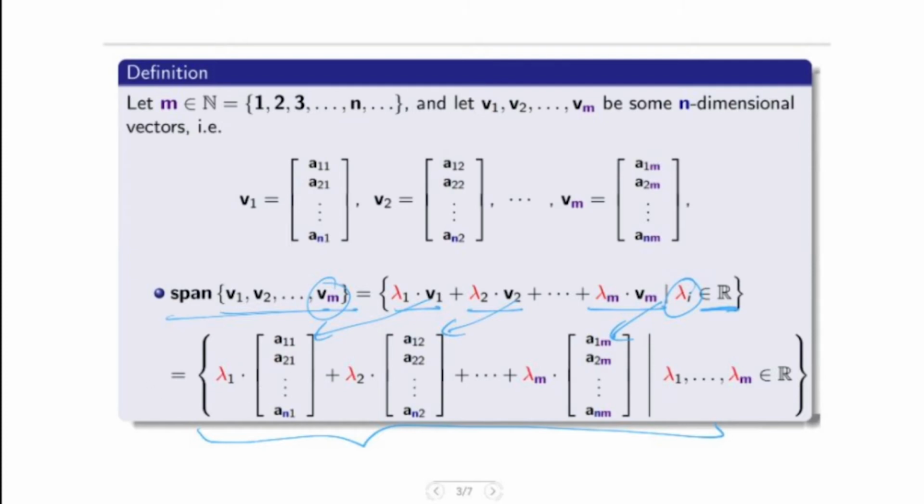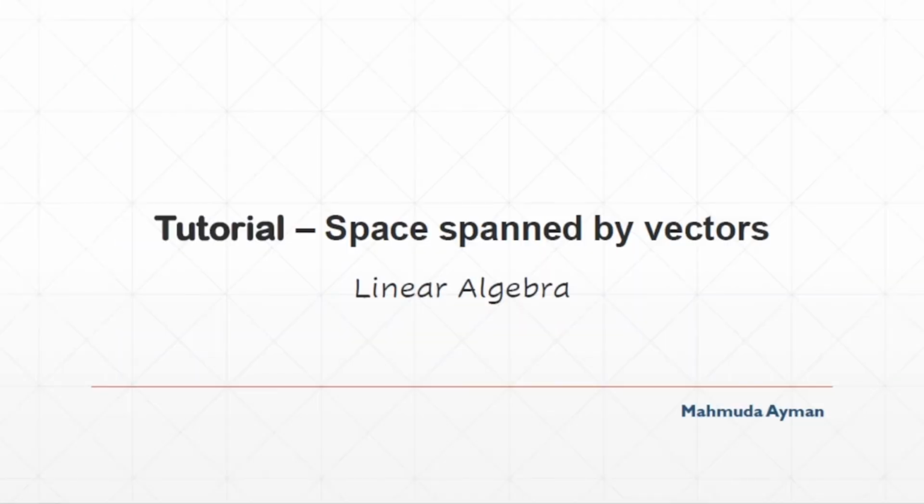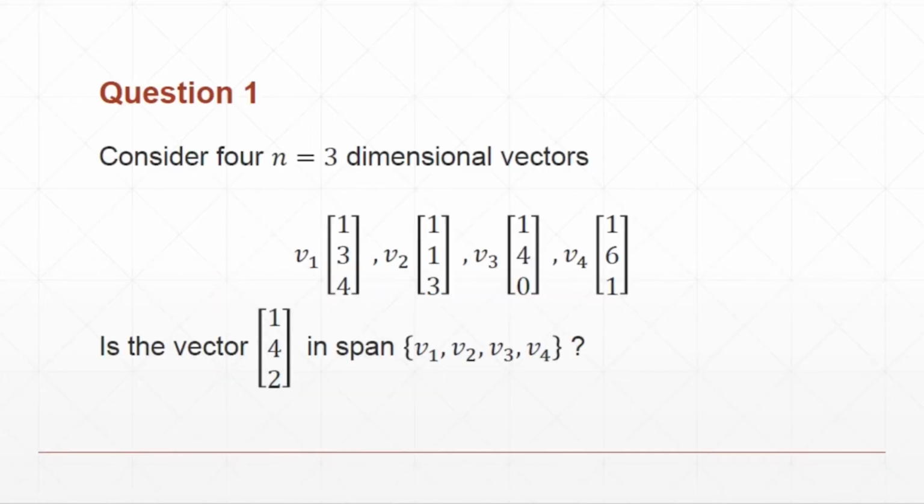Now we can go ahead and see what our question 1 for today is. Question 1 says: consider 4 three-dimensional vectors, where vector 1 is 1, 3, 4, vector 2 is 1, 1, 3, vector 3 is 1, 4, 0, and vector 4 is 1, 6, 1. They're asking: is the vector 1, 4, 2 in the span of the set of vectors v1, v2, v3, v4?